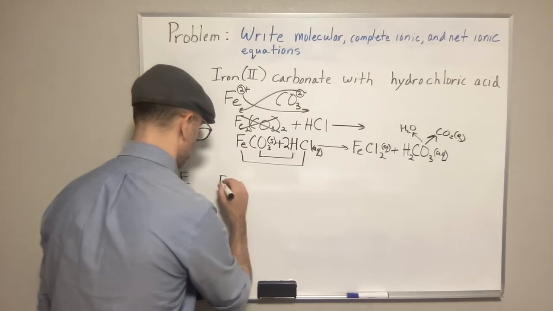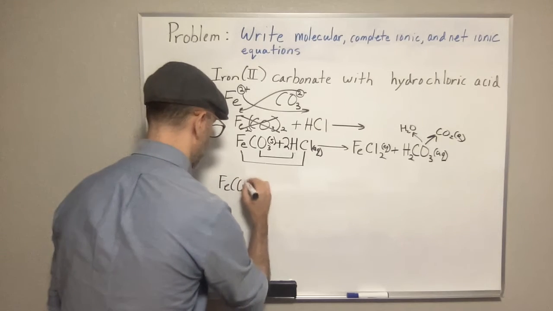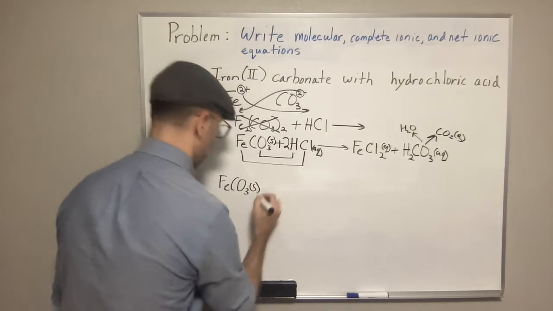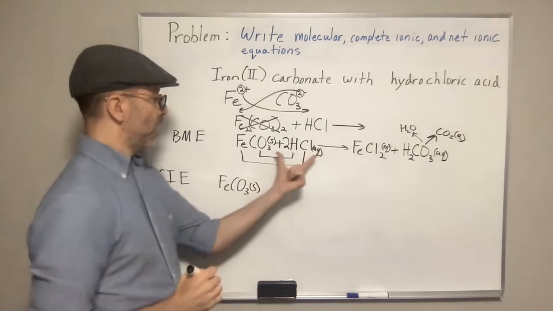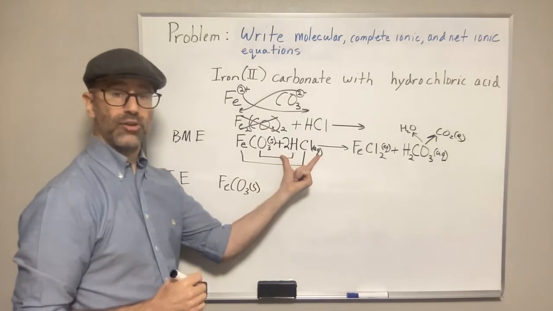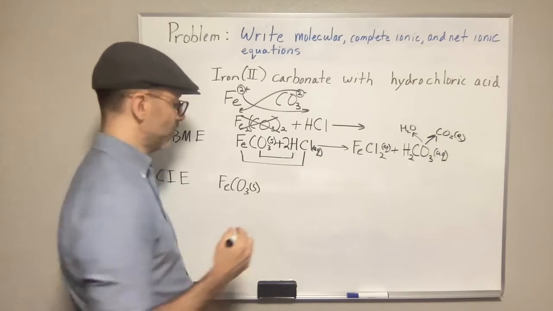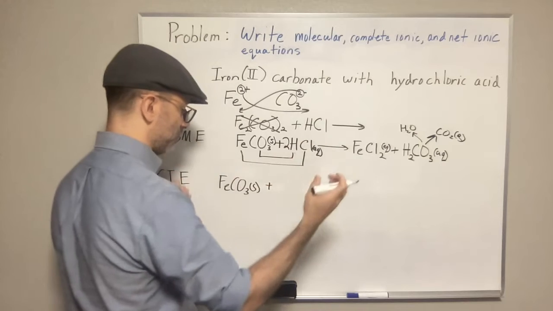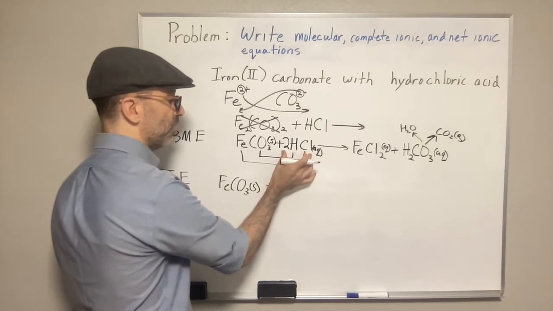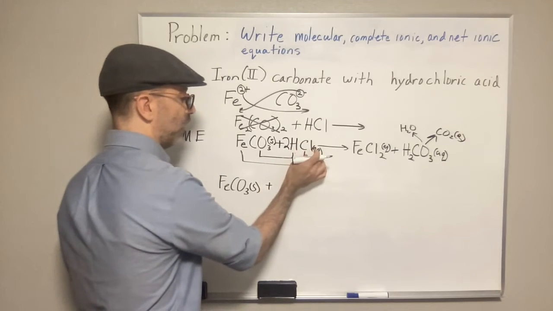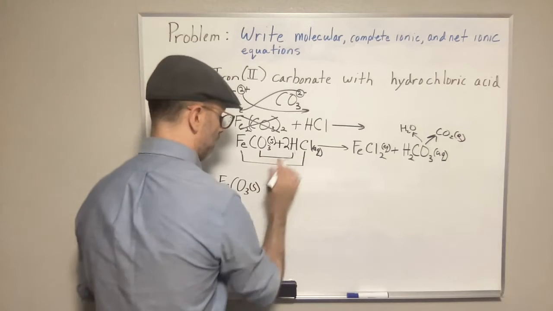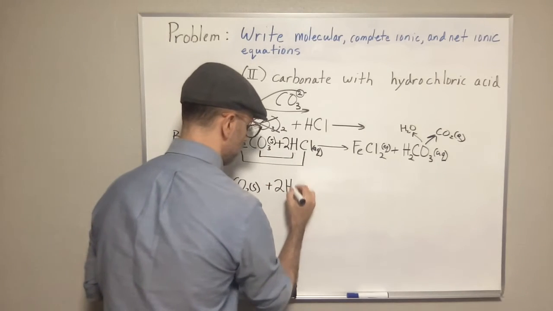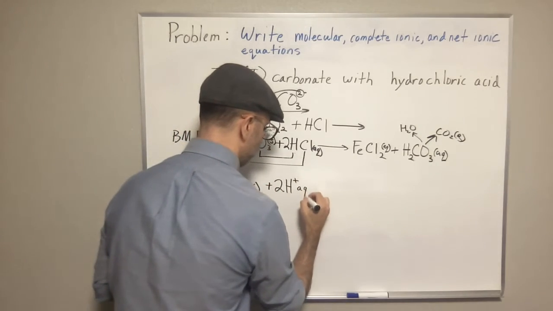So the FeCO3 solid is going to stay together. This is a strong acid, so that's going to fall apart. That's going to be completely separated. So we're going to separate this into H plus and chloride ions. So that's going to be 2H plus aqueous.